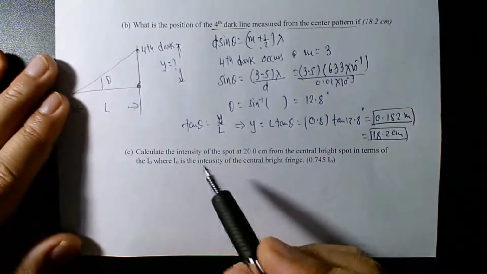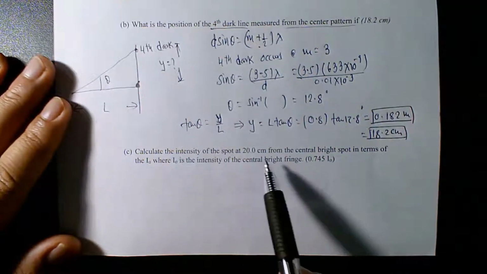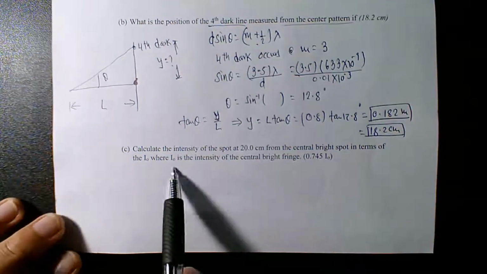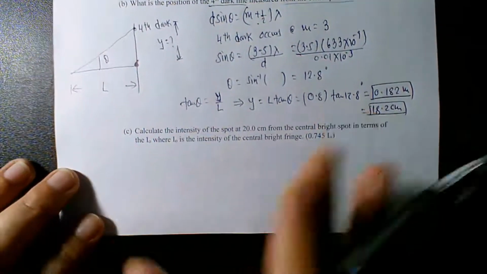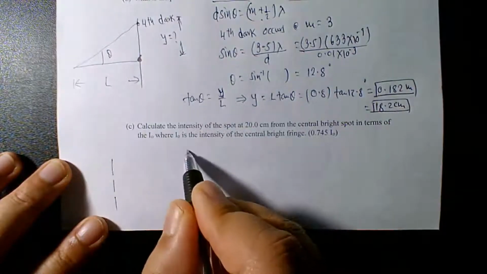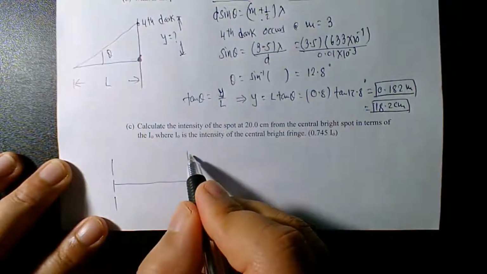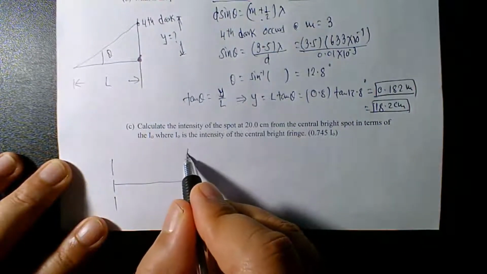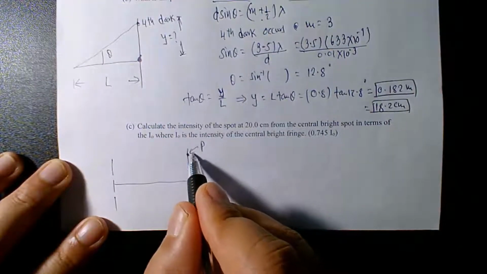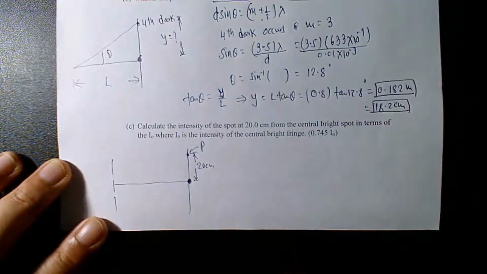The last part is to calculate the intensity of the spot at 20 centimeters from the central bright spot, in terms of I naught, where I naught is the intensity of the central bright. So it's the same double slit, and this is the central bright. What is the intensity of the light at this particular point, let's say point P, which is at 20 centimeters from the central bright?